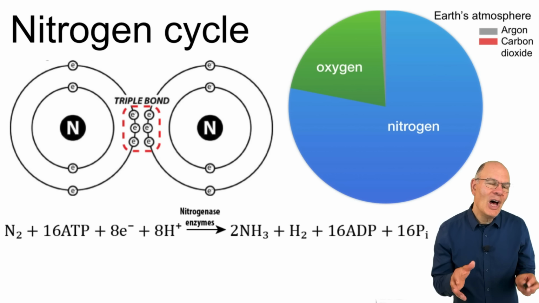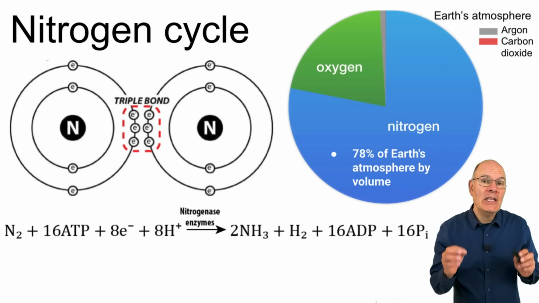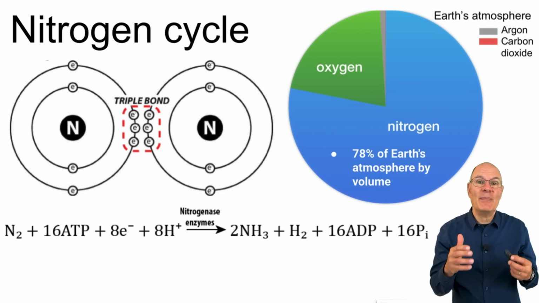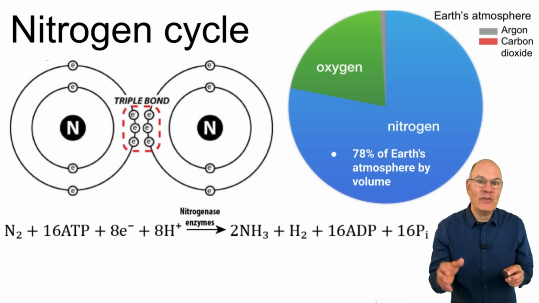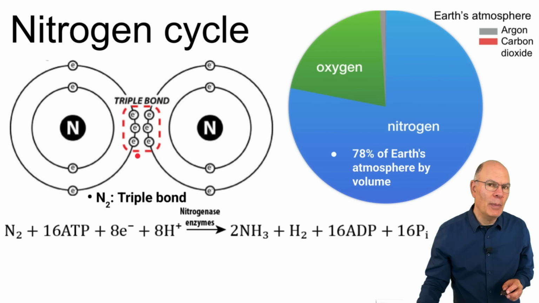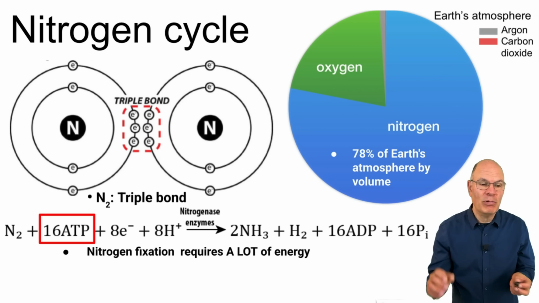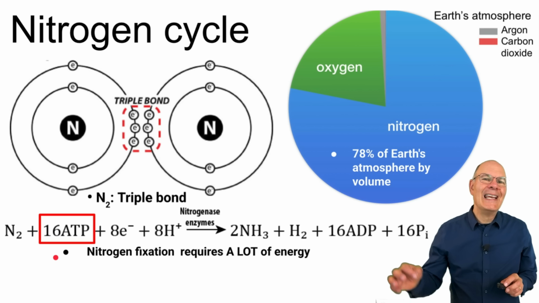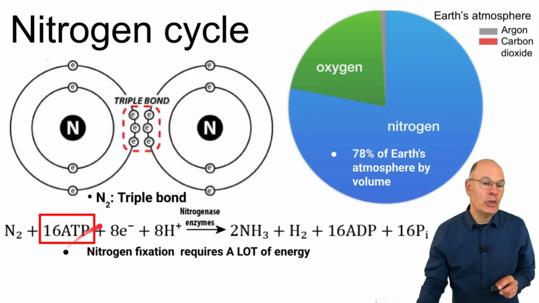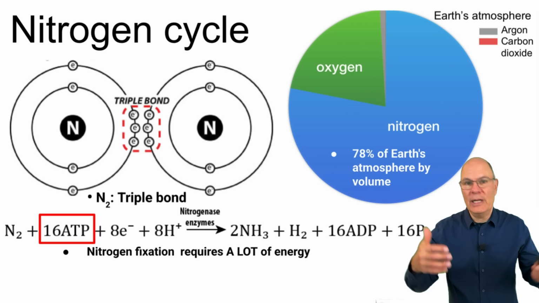The nitrogen cycle. Unlike carbon dioxide, which is a trace compound in the Earth's atmosphere, nitrogen is extremely abundant. It makes up 78% of the Earth's atmosphere by volume. But the thing to know about nitrogen, N2, is that it's held together by a triple bond over here. And that triple bond takes an enormous amount of energy to break. Here's a nitrogen molecule over here. It takes 16 ATPs in order to chemically reduce that to ammonia, and that's the form that can be taken up by plants and thereby enter the biosphere.